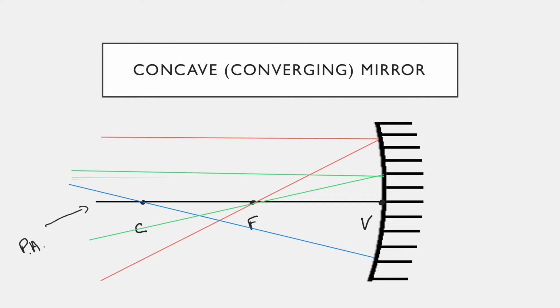So if it passes through F and hits the mirror, it's then going to come back parallel to the principal axis like this. And our last rule is that any light coming in and making contact at the vertex is going to be reflected out at the same angle at which it came in. So the angles inside V right here, this angle, the incident ray, and this angle, the reflected ray, as always, are exactly the same.